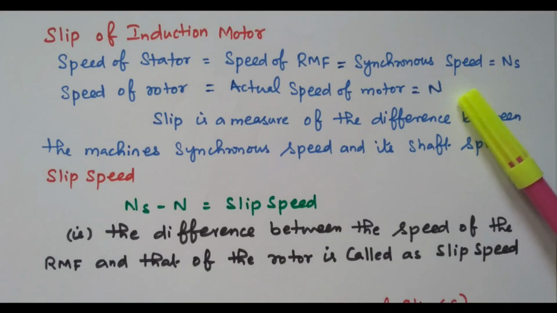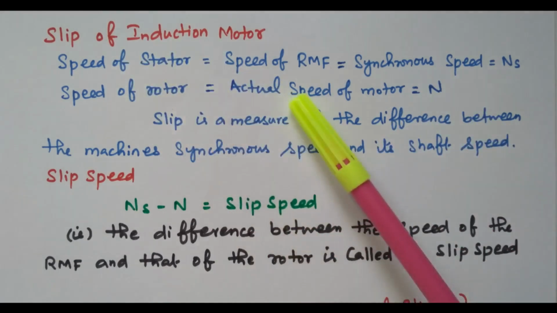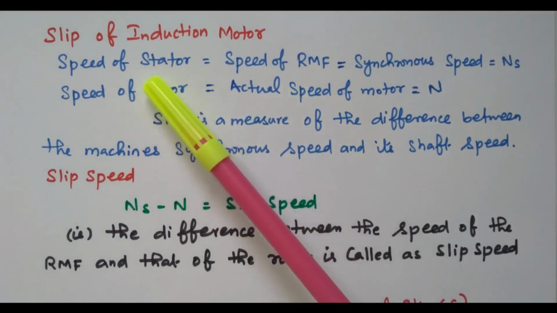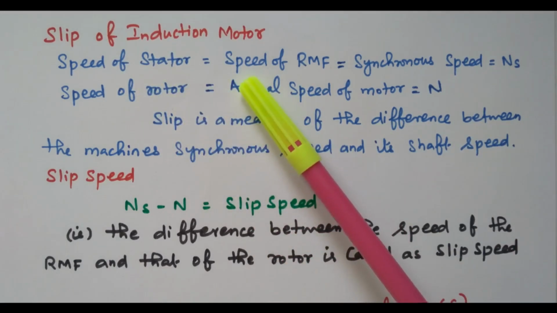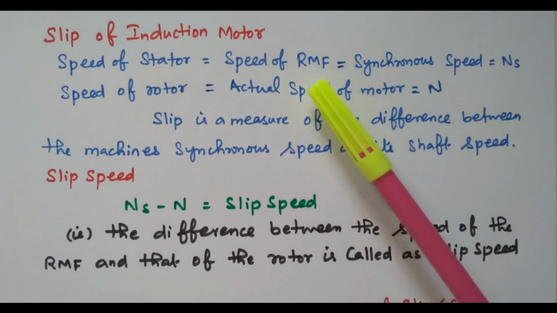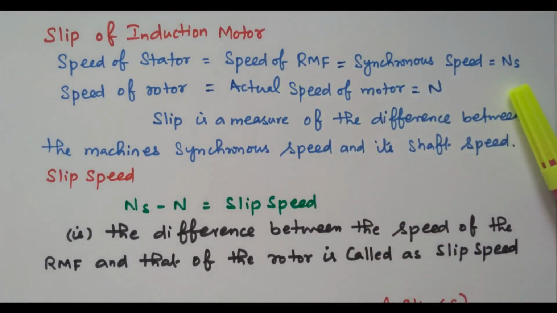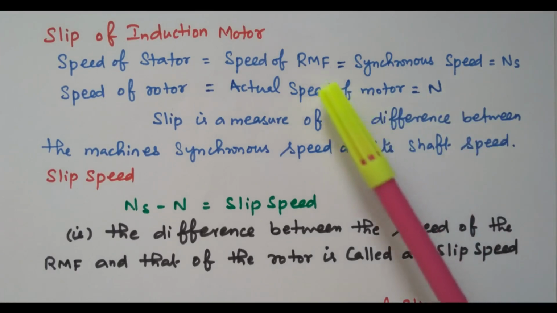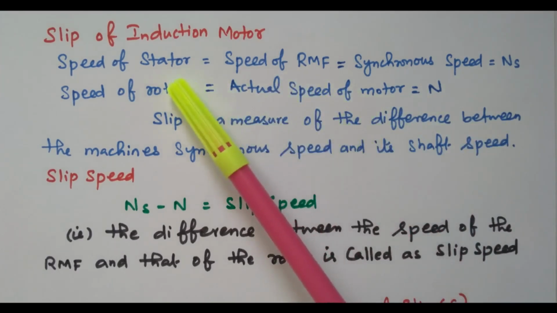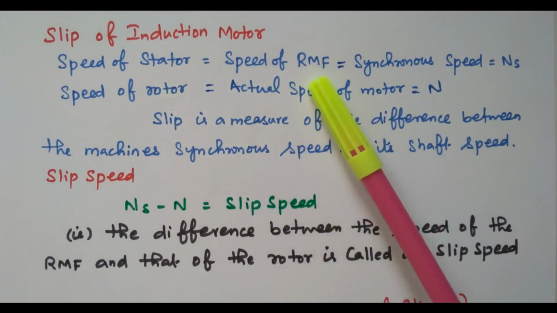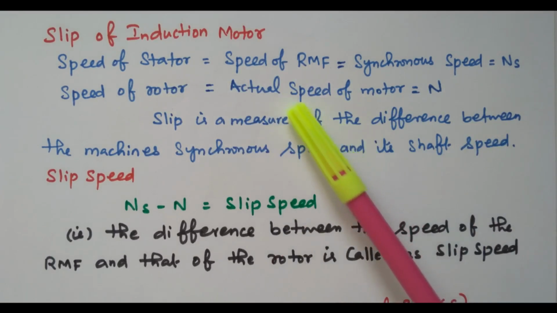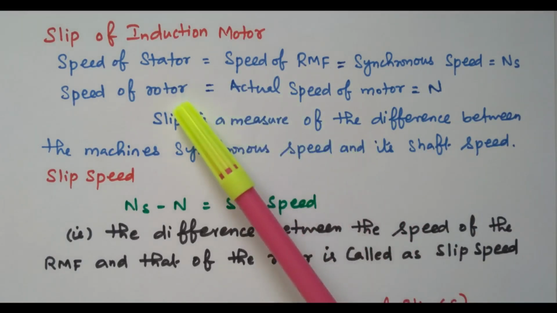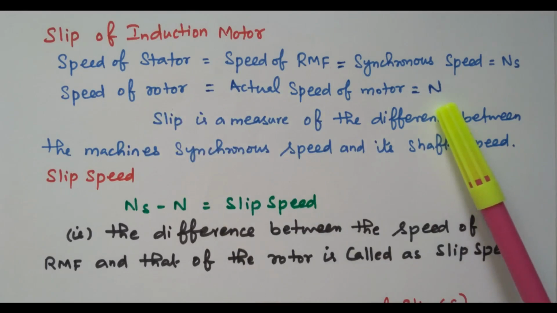Now we'll go to the topic, slip of induction motor. Now we'll see the speed of the stator. It is nothing but the speed of the rotating magnetic field, or synchronous speed, equal to Ns. This Ns is the synchronous speed. At the time of designing the motor, the speed is Ns. It is also called the speed of the stator or speed of the rotating magnetic field. But the actual speed of the motor, the speed of the rotor, is N.